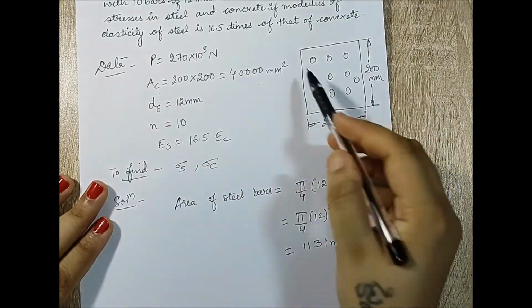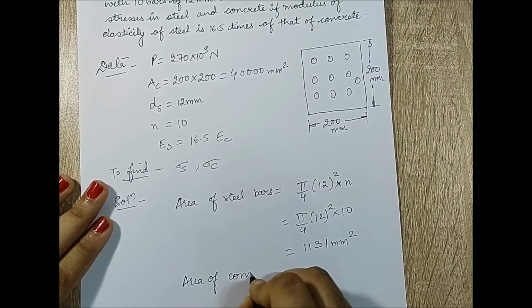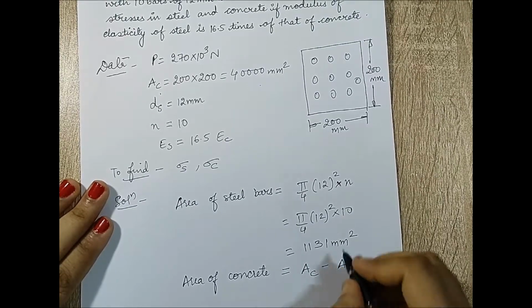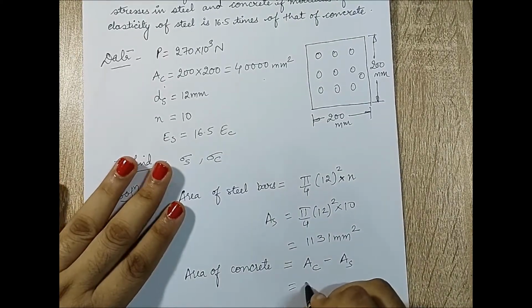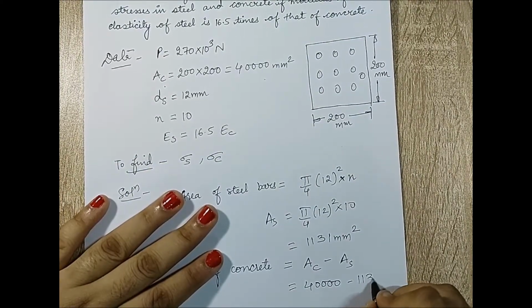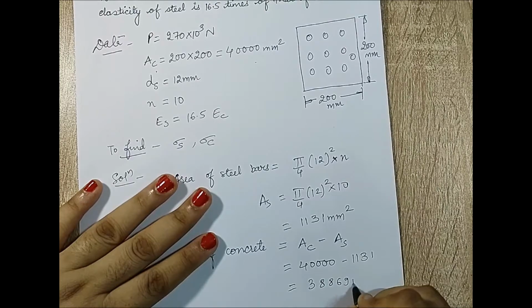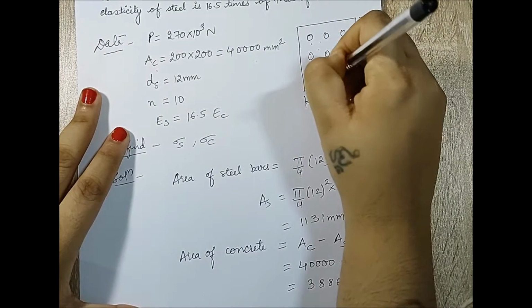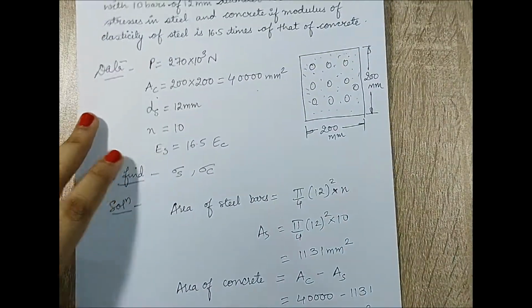Okay, so this is the area of the column given to me totally. If I want to calculate the area of concrete, that will be area of column minus area of steel. Let me call it as AS. So this will be AC minus AS, which will be 40,000 minus 1131, which will be 38869 mm square. So this is the value of area of concrete, which is here. So now I'll start using my equations.